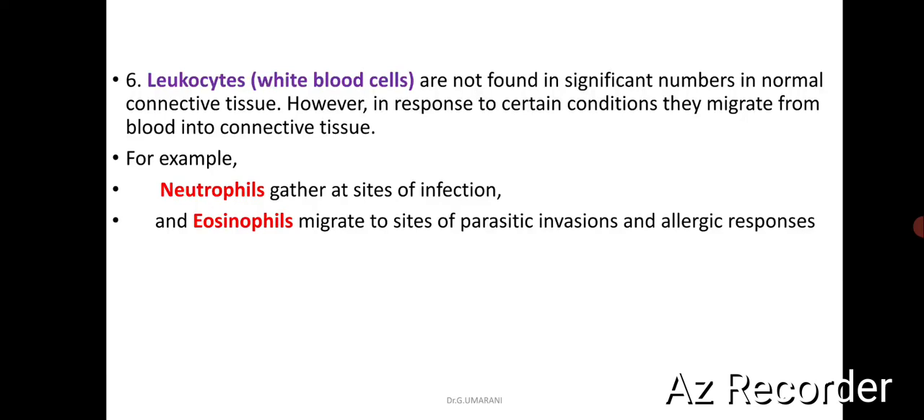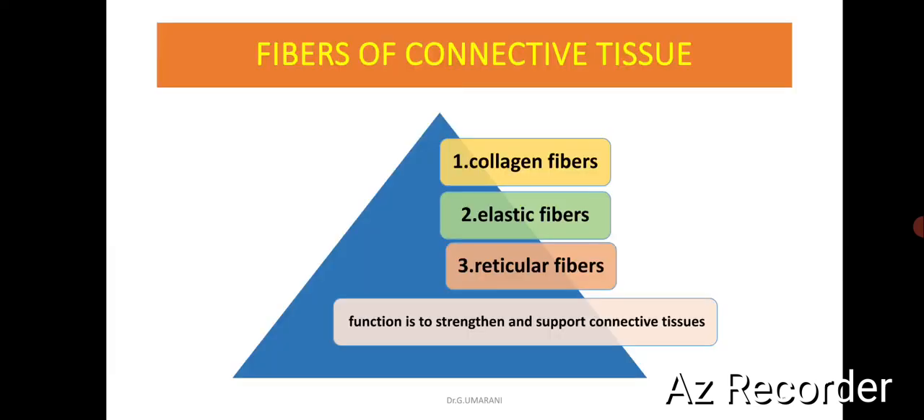They are not found in significant numbers in normal connective tissue. However, in response to certain conditions, they migrate from blood to connective tissue. Example, the neutrophils gather at the sites of infection. Eosinophils migrate to sites of parasitic invasions and allergic responses. So that is about the cell components in the connective tissue.